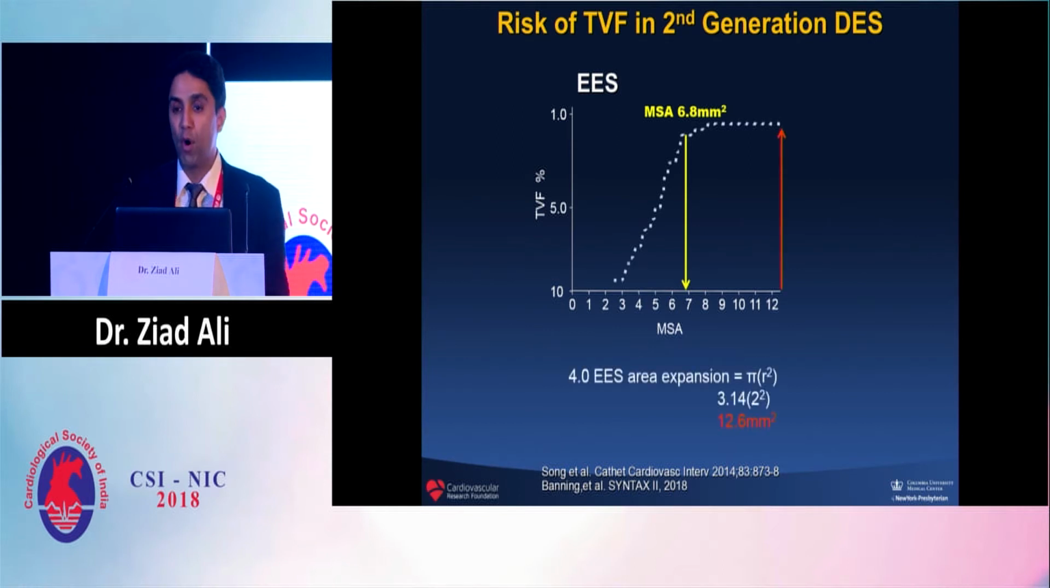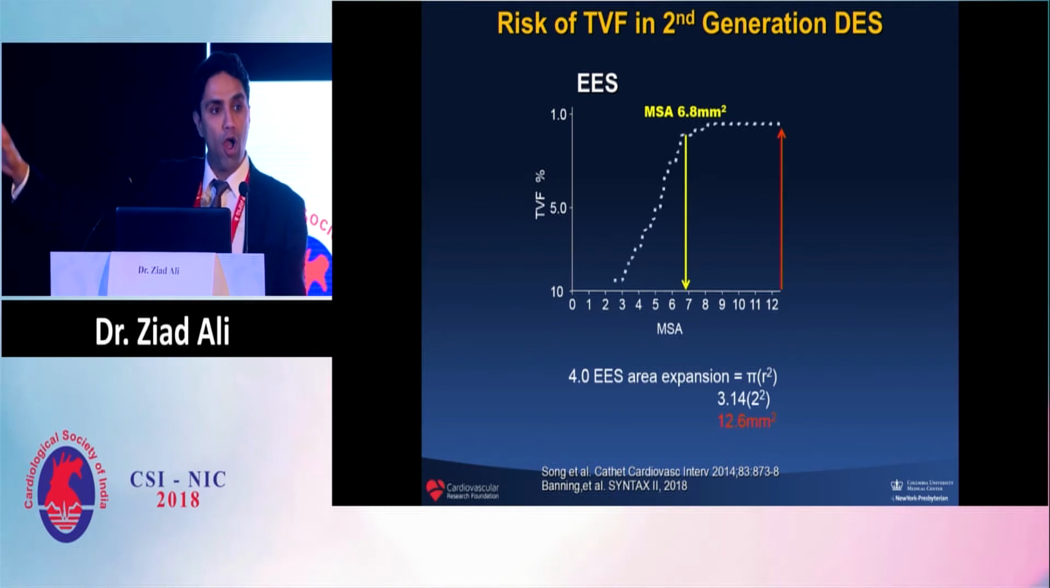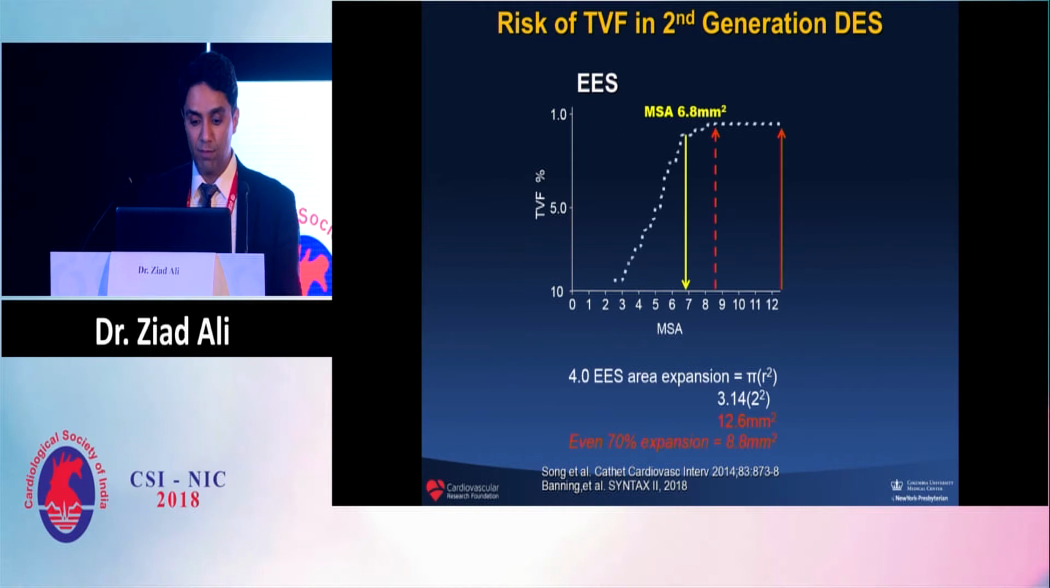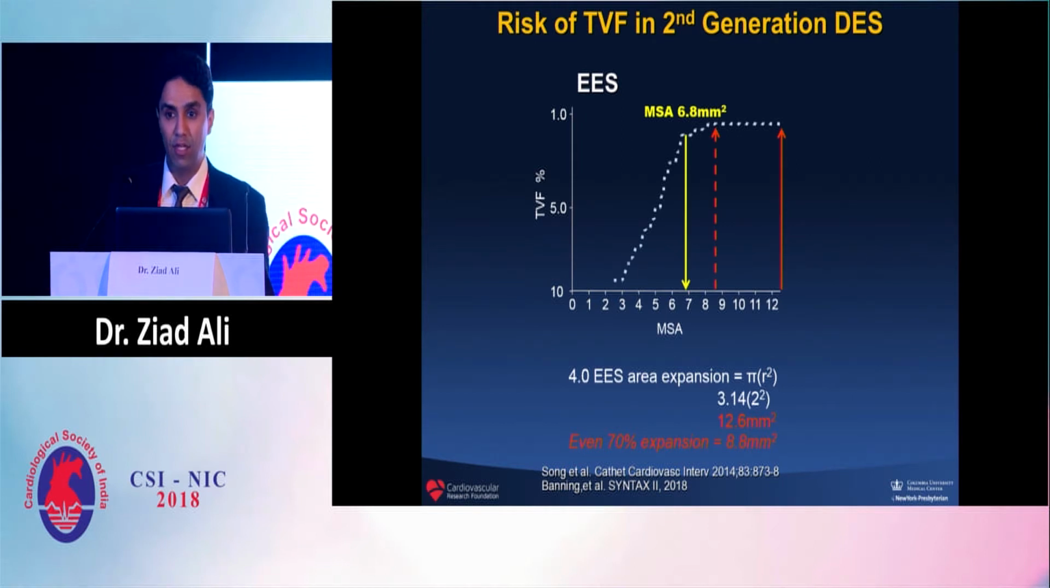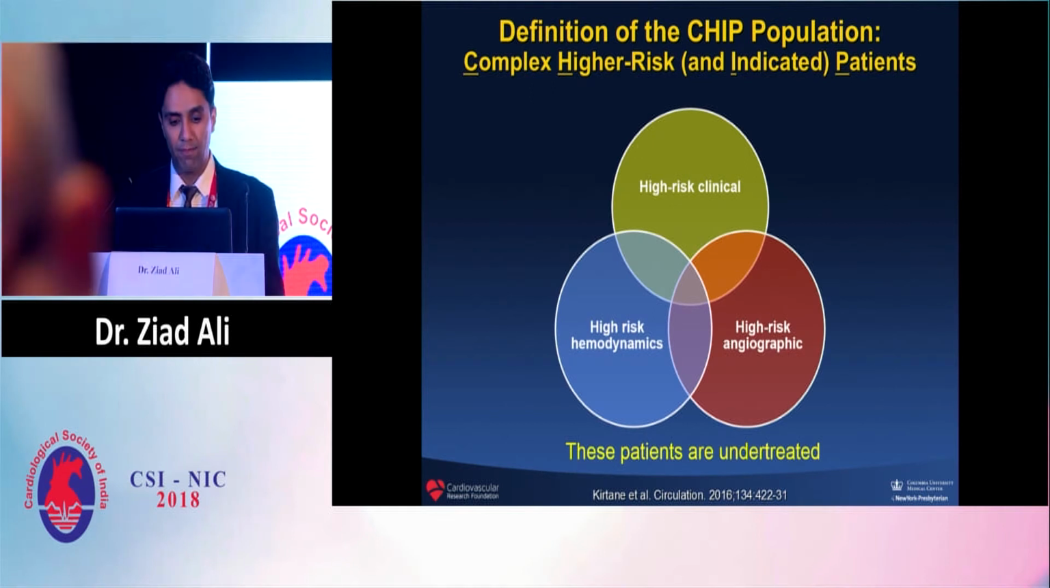So if you perfectly expand this 4.0 stent, you end up with a 12.6 millimeter squared area, far off to the right and unlikely to benefit. Even if you expand this to 70%, you end up with an 8.8 millimeter squared area, and as a result, this patient is unlikely to benefit from intravascular imaging.